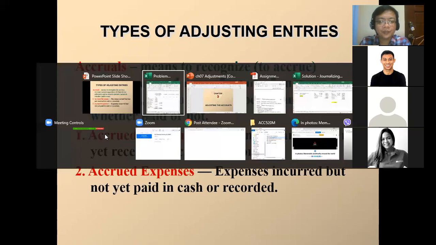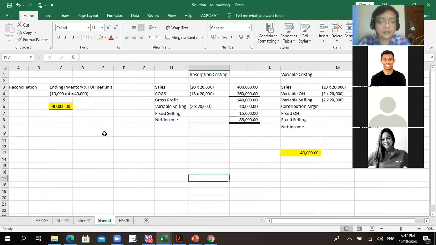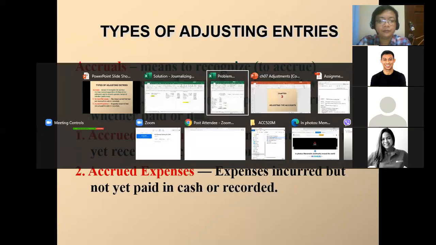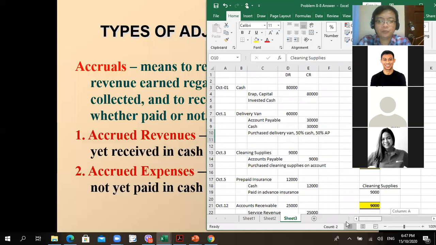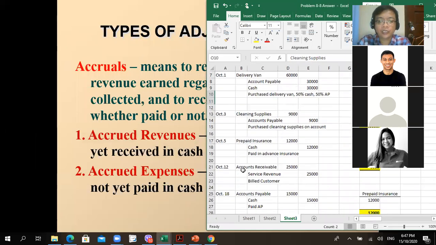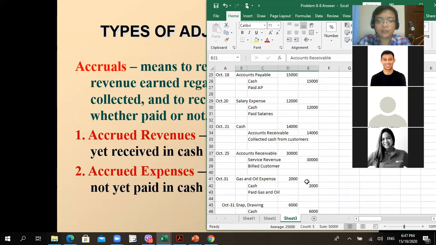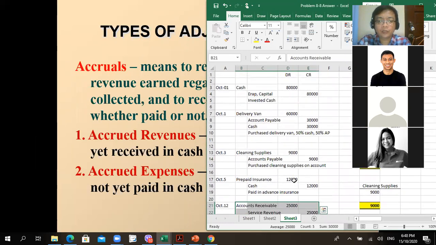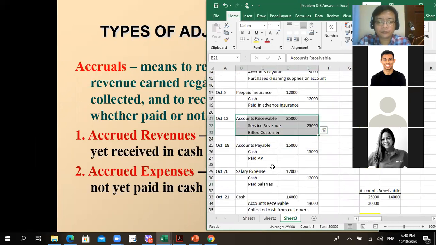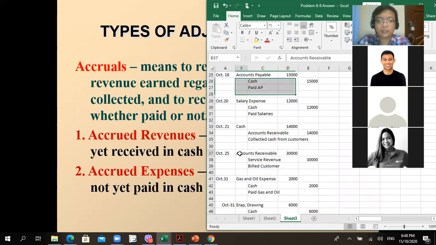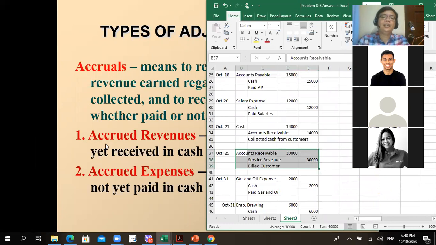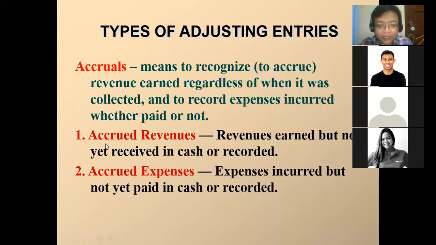Ito, ha? Sorry, saan ba 'yan? Ito. This is part of, saan yung AR? Yeah, ito. This is part of your accrued revenue. It is also part of accrued revenue. Dalawa 'to, 'di ba? Saan yung isa? Ito. This is also part of the accrued revenue. Ano sinabi? Revenues earned but not yet received in cash. Okay? How about number 2?